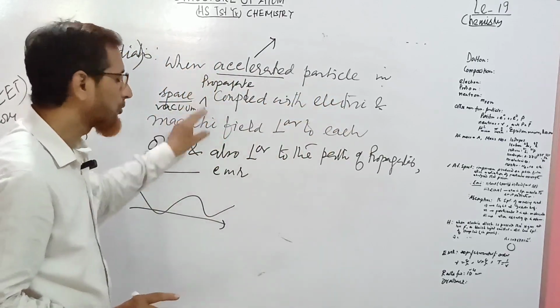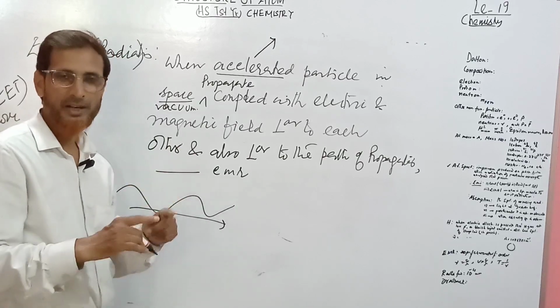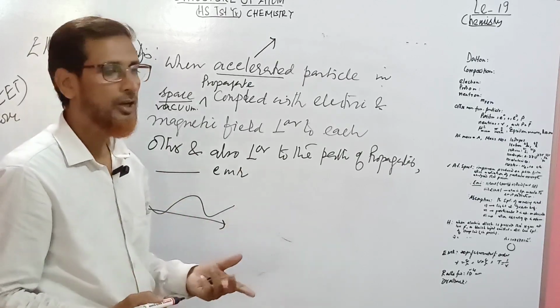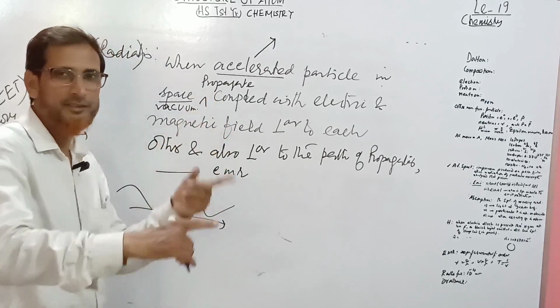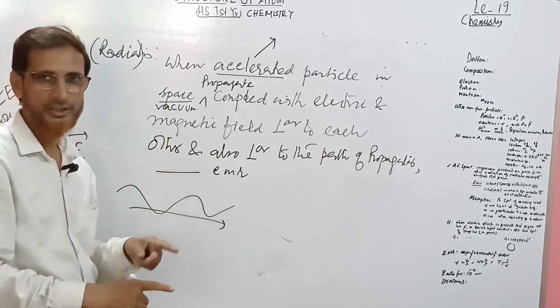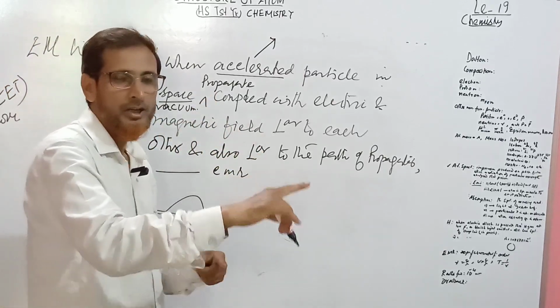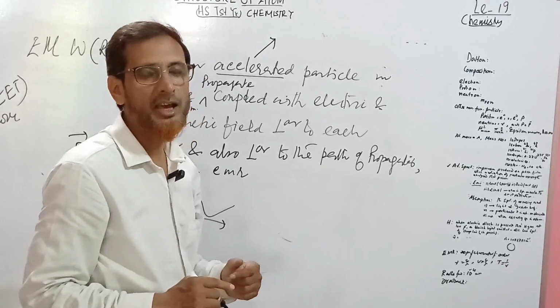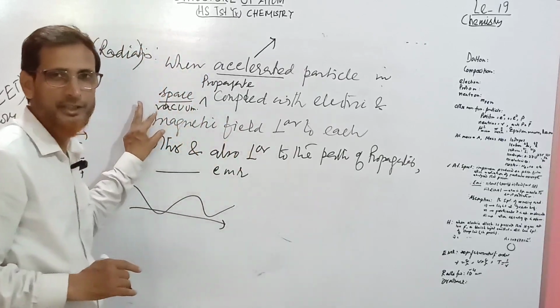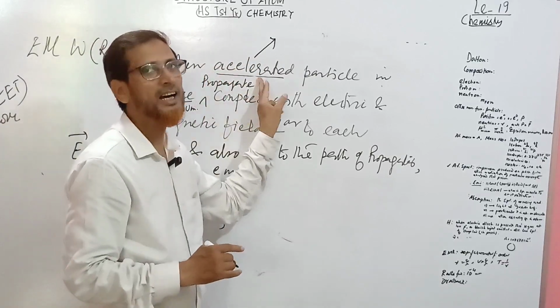Means a particle or electron should be accelerated. When it is accelerated, there is variation of velocity. If it is in uniform motion or in a static field, it will never produce any electromagnetic radiation. It should be accelerated.